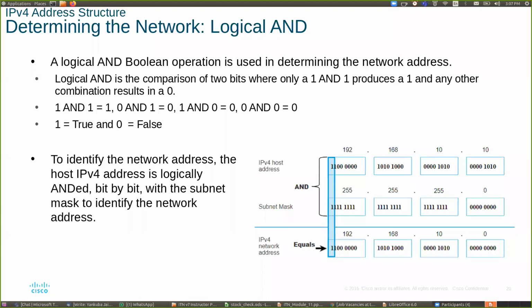Okay, it's fine, right? So we use the logical AND to be able to determine the network address when we are given the IP address and the subnet mask information. So here you have the IP address as 192.168.10.10, and then this is the binary conversion. This one is also the binary conversion of the subnet mask information. So you use the logical AND to get the network address.